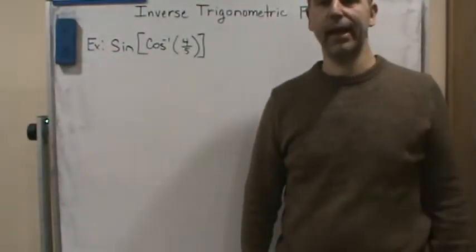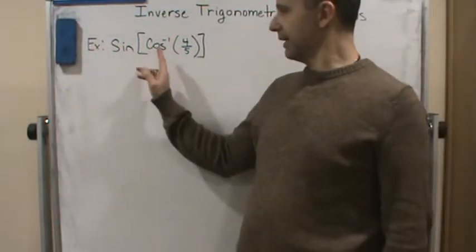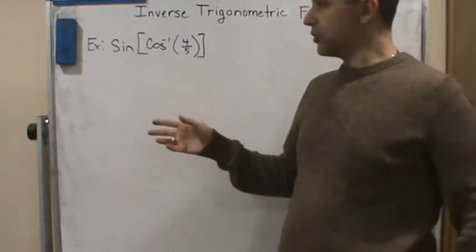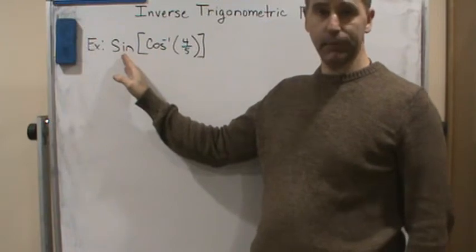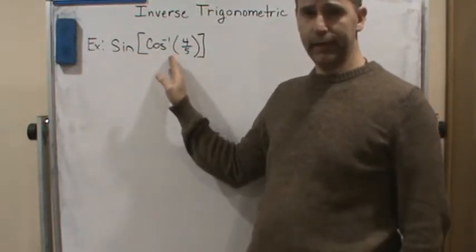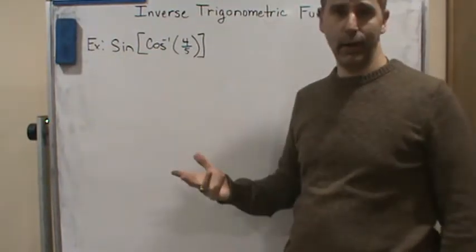Okay, so welcome back. Now, we're going to do another example, but notice that now it's got the inverse function on the inside. Okay, the last example, I showed you how to deal with where we have the inverse function on the outside, and we have the trig function on the inside. Now, what I'm going to do is I'm going to do this example, and I'm going to show you the direct way, and this works.